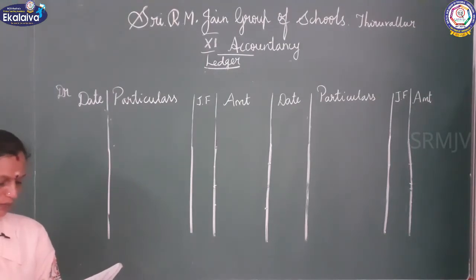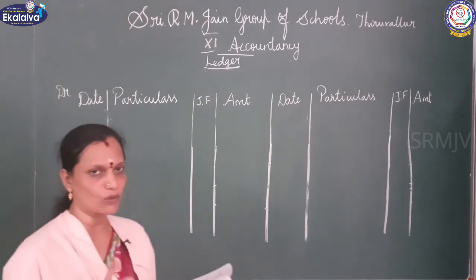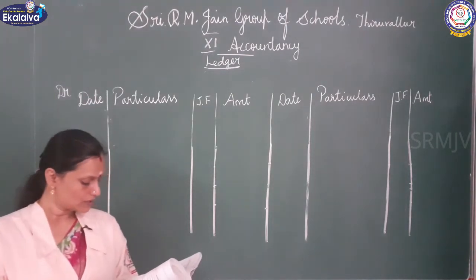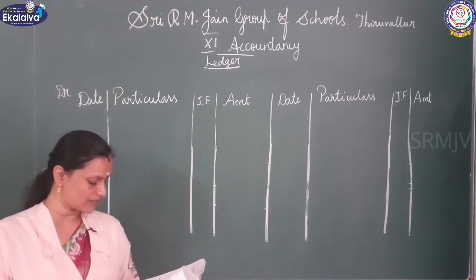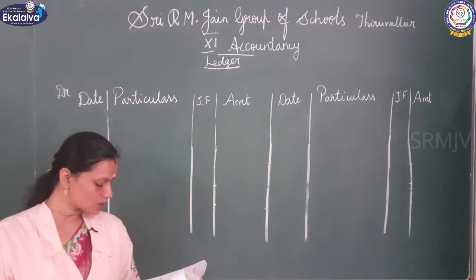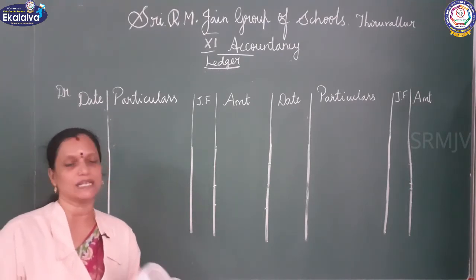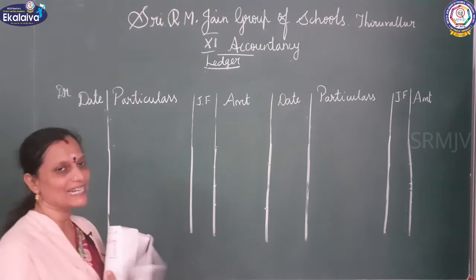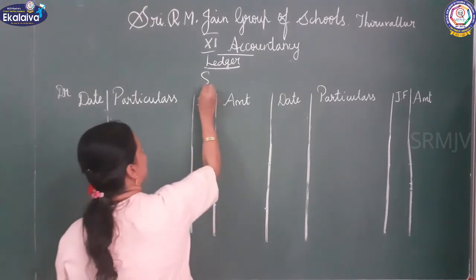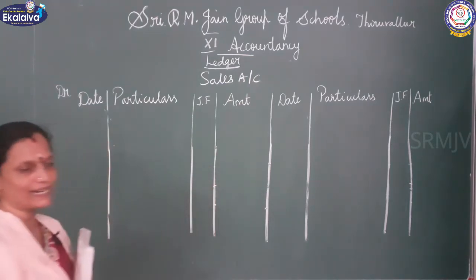Prepare a sale account from the following transaction. Only sales account alone we have to open. Okay, so 2018 January 1st, sold goods to Sam for cash 4,000, sold goods to Suresh by check 2,500, sold goods to Joy on credit 8,000, sold goods to Rajan by cash 3,000. So first we have to open only the sales account. So sales account alone we have to open in ledger.